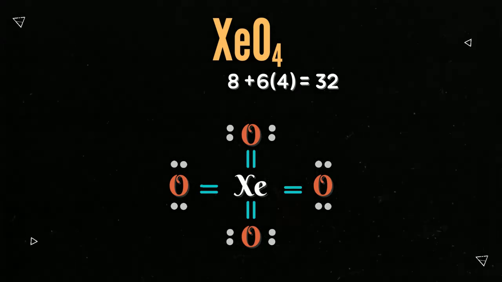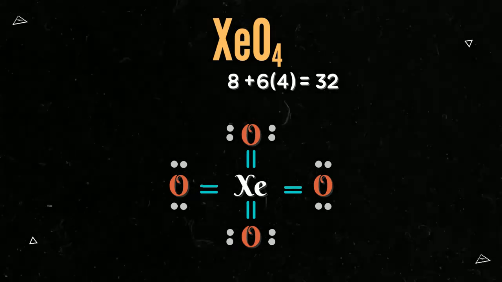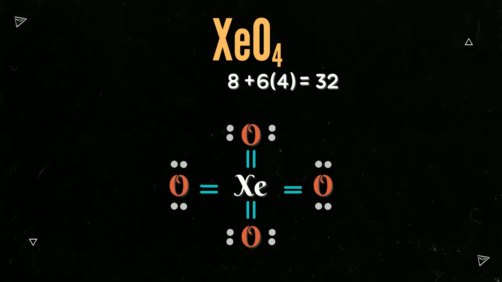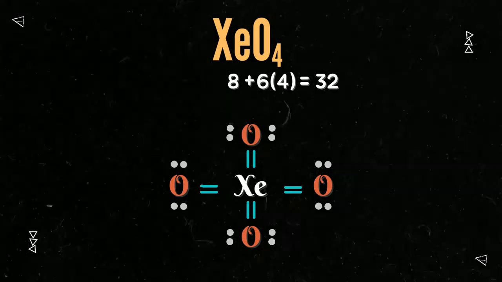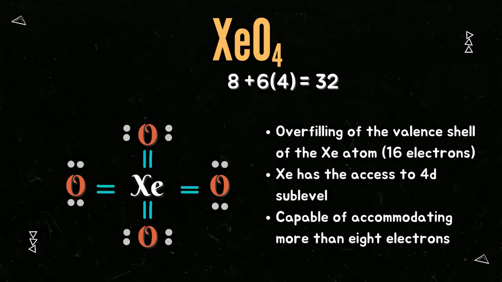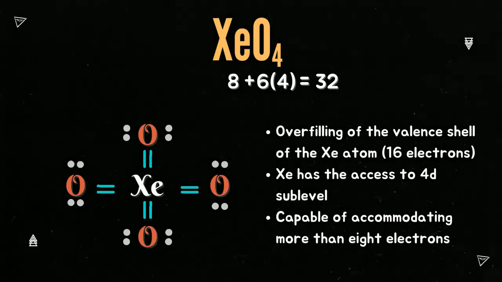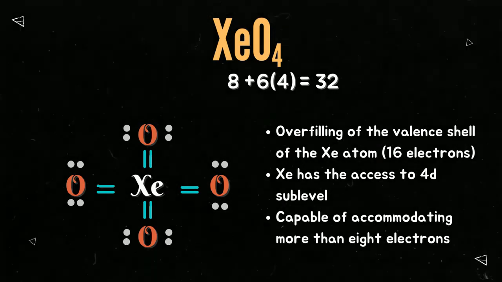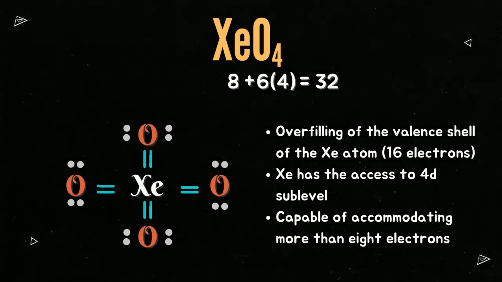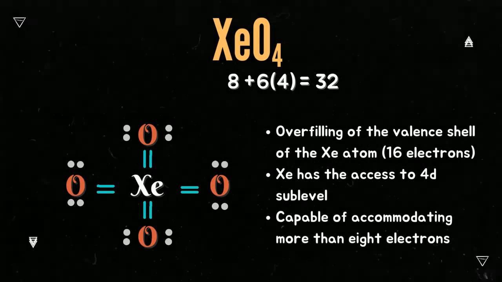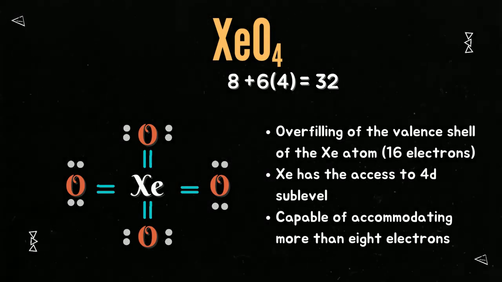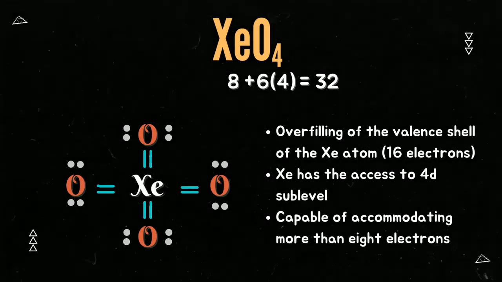Therefore, they form a double bond with the xenon atom by sharing 2 electrons and acquiring a stable state by completing their octet. This sharing results in overfilling of the valence shell of the xenon atom, which now consists of 16 electrons, but as xenon has its valence electrons in the 4th energy level, it has access to the 4d sublevel and hence, is capable of accommodating more than 8 electrons.